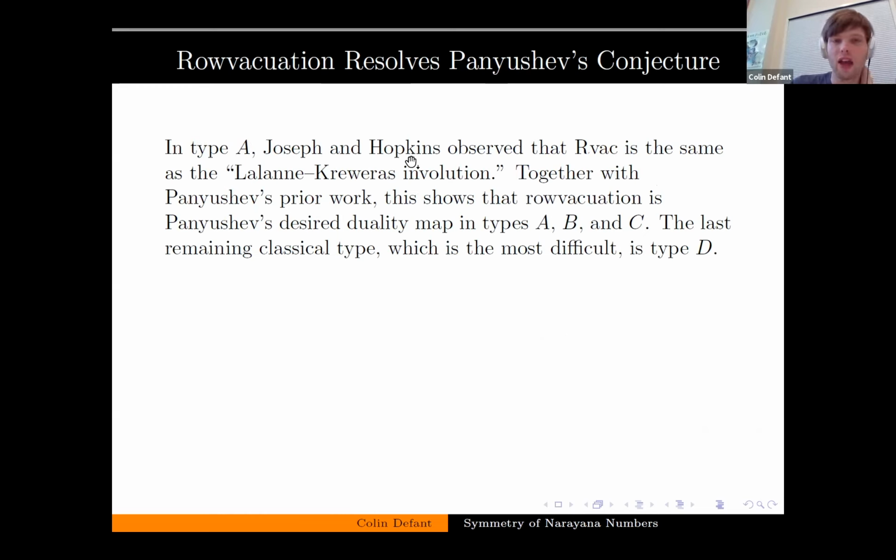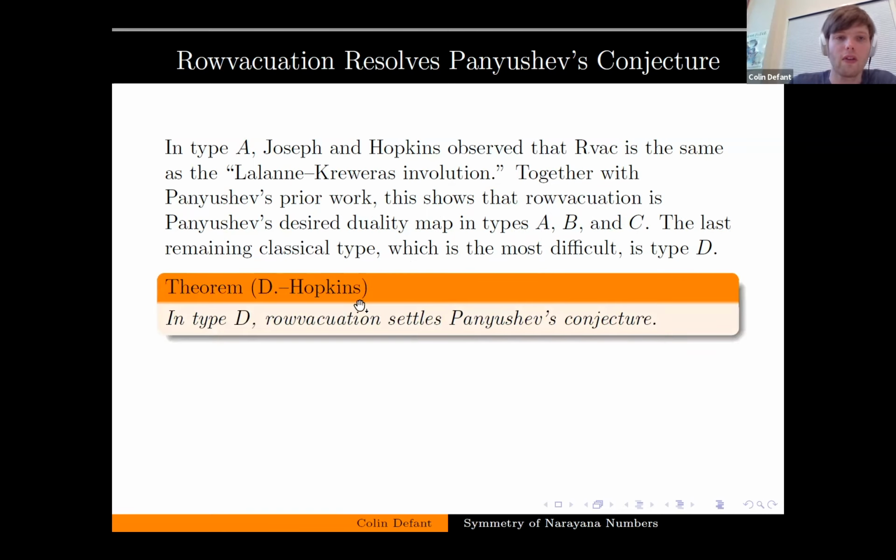So Mike Joseph and Sam Hopkins observed that this Rowvacuation map is actually the same as something called the Lalanne-Kreweras involution, which is an involution defined on Dyck paths. And Dyck paths are basically the same as anti-chains of the type A root posets. I'll give a picture on the next slide to show why that's true. And so together with Panyushev's work, this basically shows that Rowvacuation works as Panyushev's desired involution in types A and C. So the last remaining case was type D, which again is the hardest case. And that's what Sam Hopkins and I proved. So we showed that Rowvacuation also works in type D.